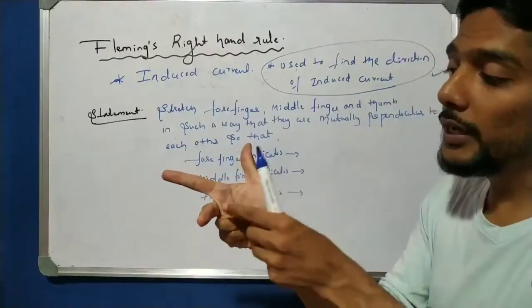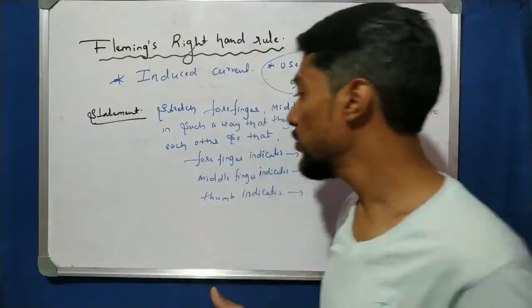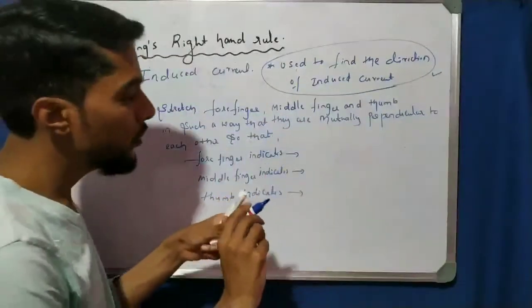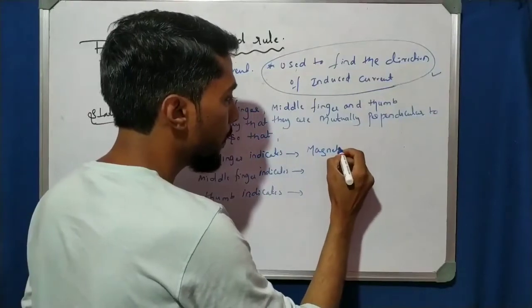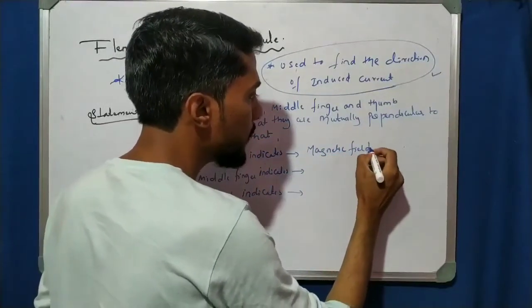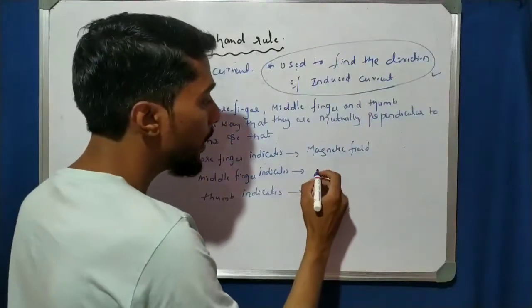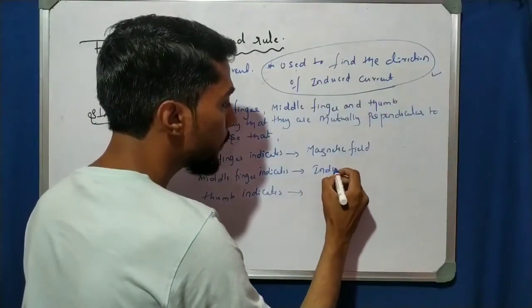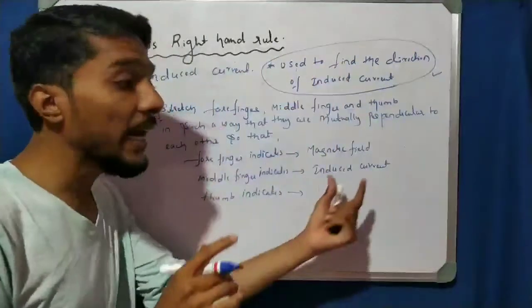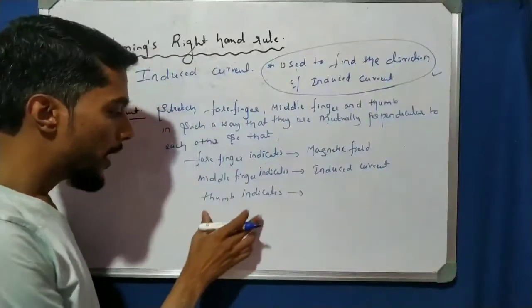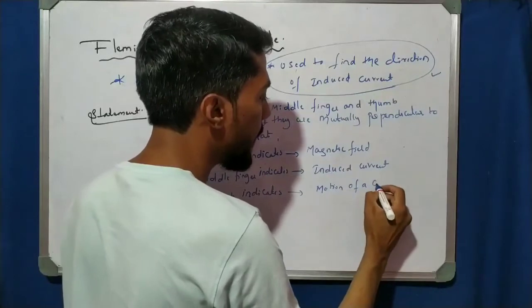So here this is the thumb, forefinger and the middle finger, right? The function of the forefinger is to indicate the magnetic field, same as the left hand rule. Next, the middle finger is changed here. The middle finger indicates the induced current. In the left hand rule it is only current, but here it is induced current. And the thumb indicates the motion of a conductor.